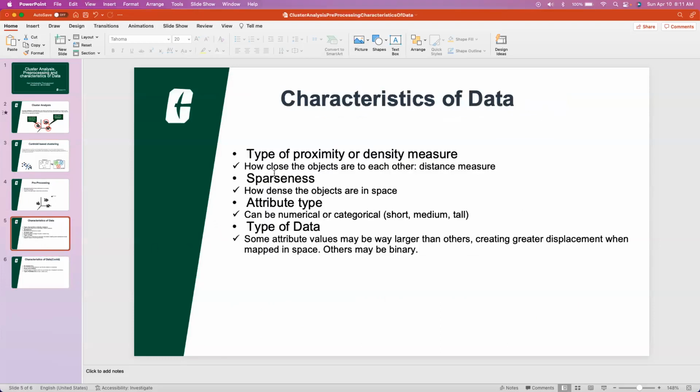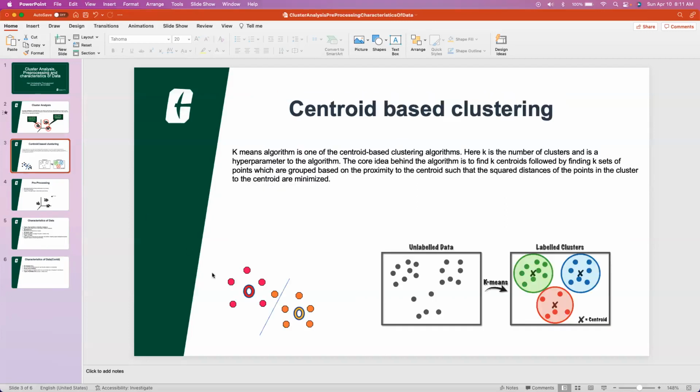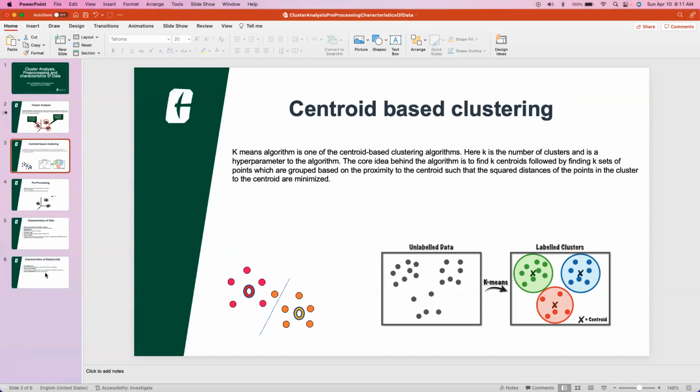The other characteristic is sparseness, meaning how dense the objects are in the space. We can see that here the objects are less densely located, whereas in this cluster, the density of the objects is very high.